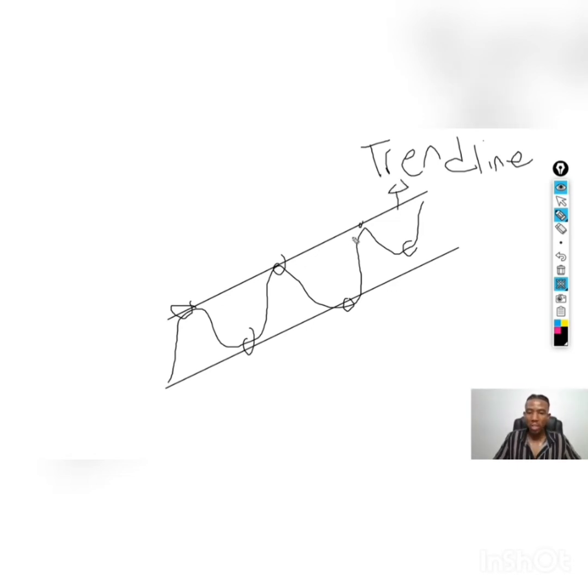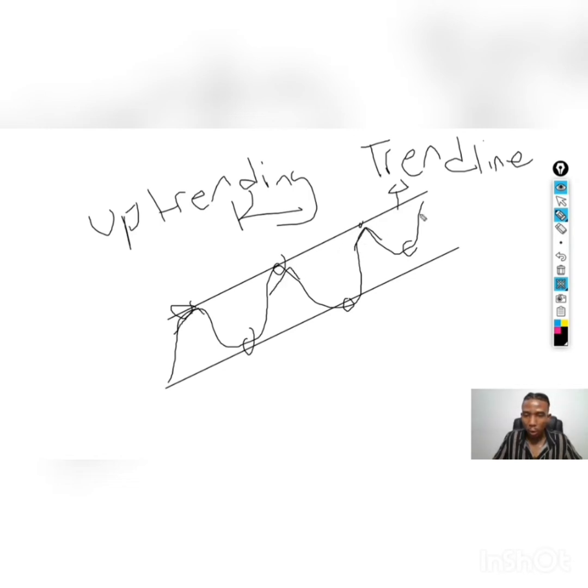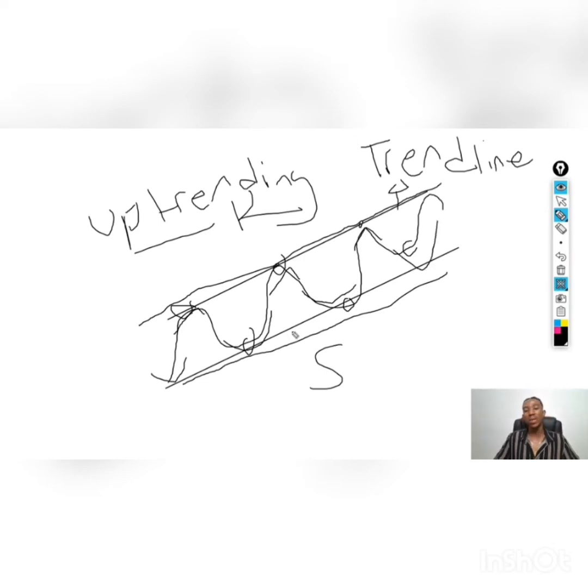You can think of this trend line as an uptrending resistance here. The market is always resisting this point from being crossed over. Hence, this becomes our resistance. It's our uptrending resistance. And at the bottom here, we have an uptrending support. The market is always supported to go up, never below. Hence, this is our support and this is our resistance.